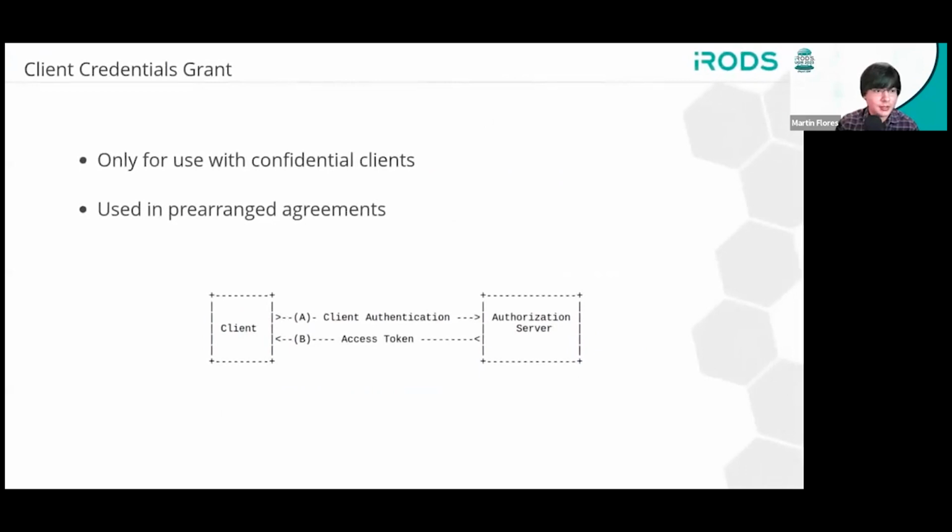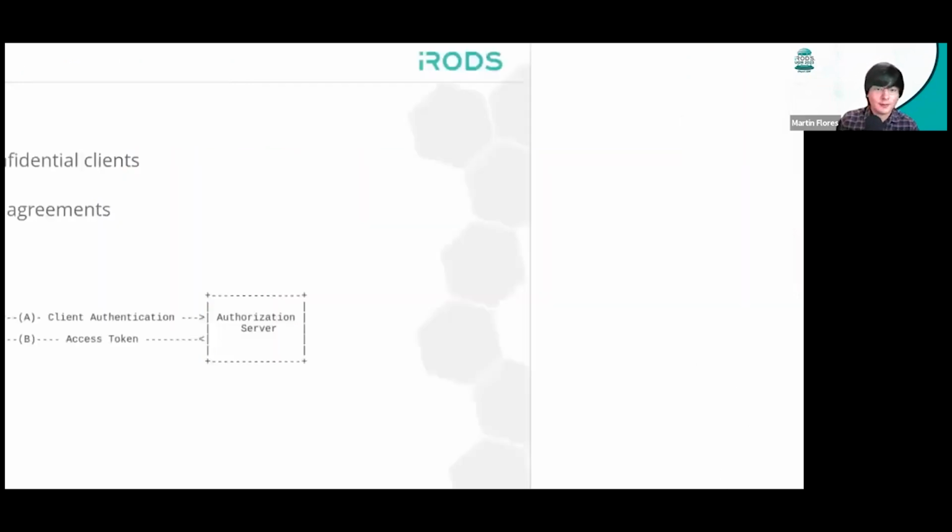And the final grant is the client credentials grant. This particular grant is only used with confidential clients, and it's also typically used in prearranged agreements, typically where the client, on their own volition, wishes to access information from the authorization server. For our particular demo, we wanted to have a user agent or an end user to actually interact with the client. So this flow or grant would not be suited for this particular case.